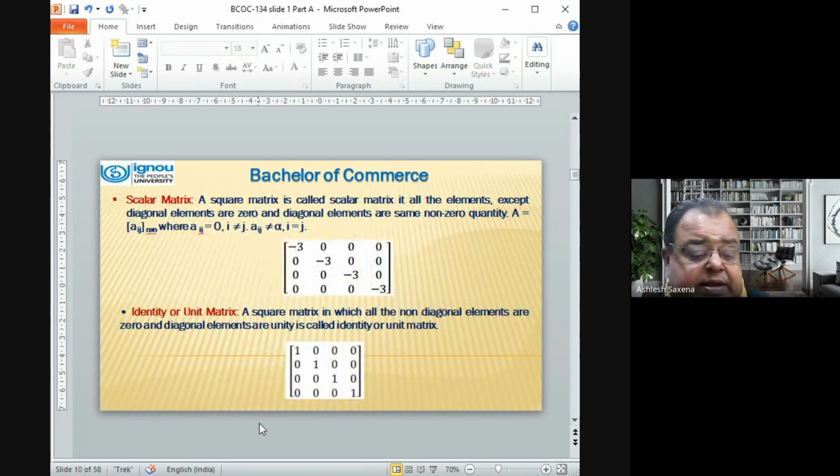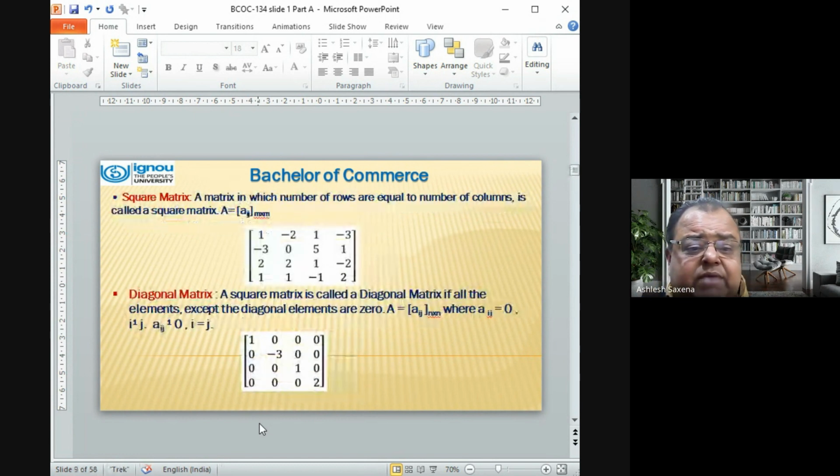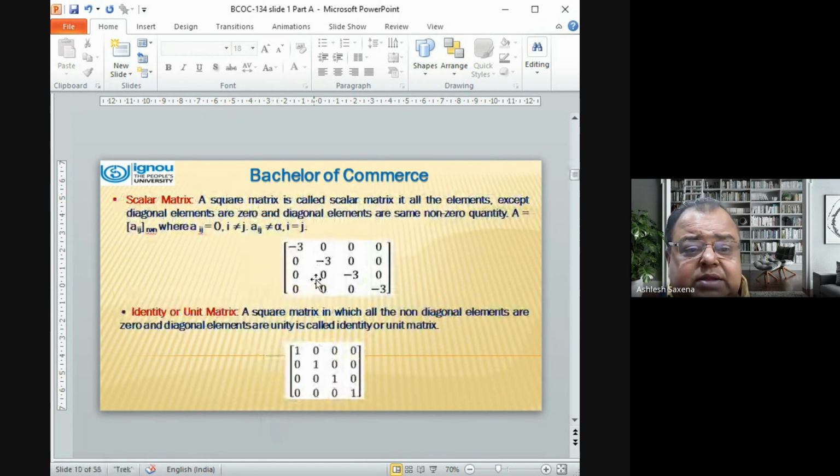Scalar matrix. A scalar matrix is that matrix in which all the elements in the diagonal are the same and all the rest of the elements are zero. You can see in the earlier one you had different numbers. That was a diagonal matrix. And here you can see the numbers are the same. That means if we take -3 common, you will get 1, 1, 1 everywhere. Rest, all the elements are zero. That is a scalar matrix.